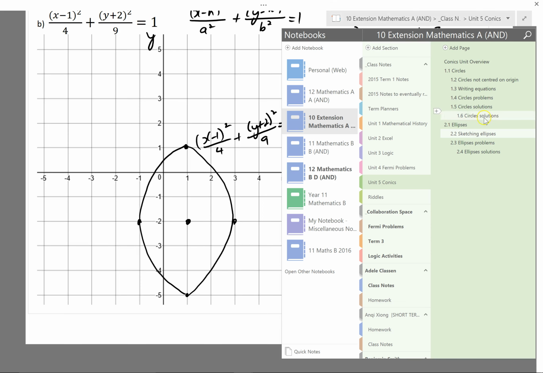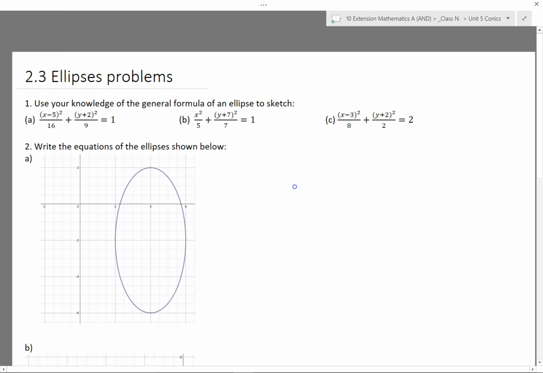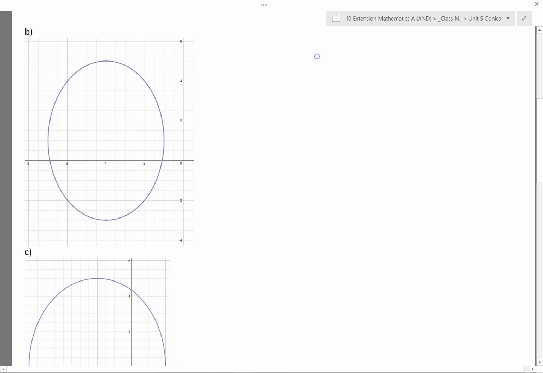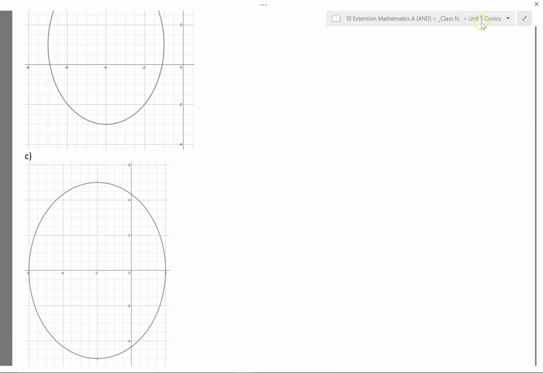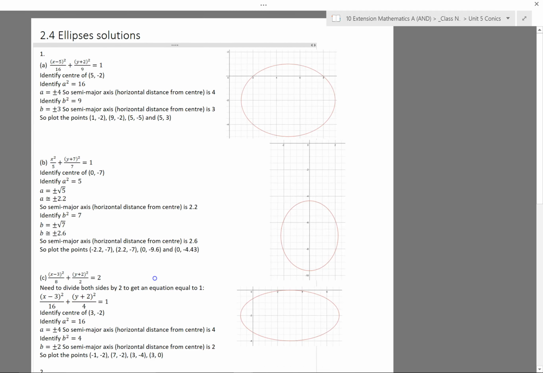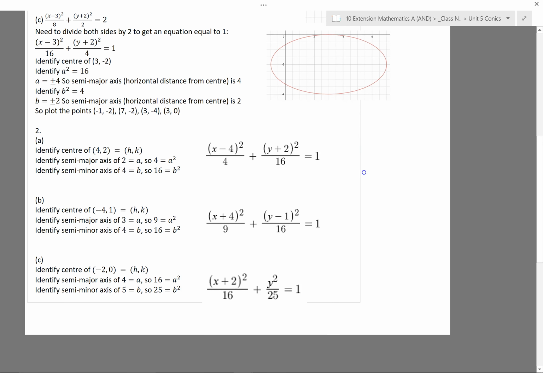Okay, so from here, your job is to practice this. So either sketching the ellipse or writing the equation of those ellipses that are there. If you get really stuck, and only if you get really stuck, there's some solutions here. Okay, in the next lesson, we'll look at eccentricity in a lot more detail.